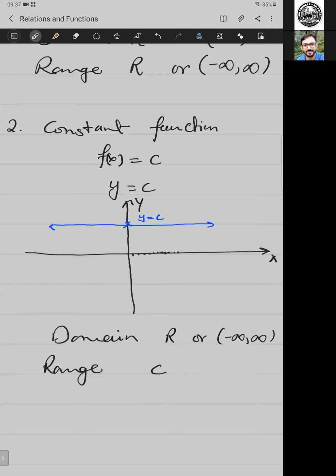Now I suppose you are able to understand. If you want to make a table for this, then that also could be made with x and y. Keep in mind the value of y will always be c, whether x is 0, 1, 2 or minus 1. Whatever the value of x, the value of y will be c. Now you are able to understand, I think.